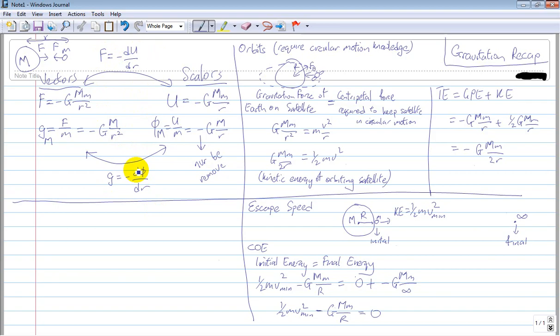Alright, so we move on to look at certain special case type of gravitation questions. There are two special case type of gravitational questions, more or less. One is orbits, two is escape speed. For orbits, you actually require some circular motion knowledge. What happens in orbits is I have some mass or some planet, normally it's Earth, can be other planets as well, and I have some satellite orbiting around the planet.